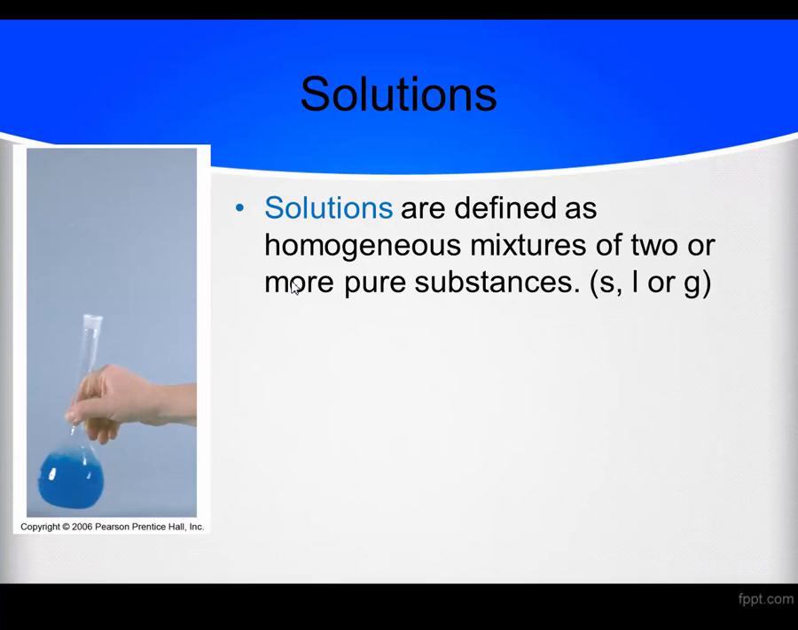Solutions can be defined as homogeneous mixtures, which means that they're going to look the same throughout, of two or more substances. The homogeneous part of the solution could be solids, could be liquids, could be gases. Usually we only think of liquids as being solutions. But there are other examples like alloys. Who knows what an alloy is? An alloy would be an example of a solid mixture, a solid solution, and it would be several metals combined together.